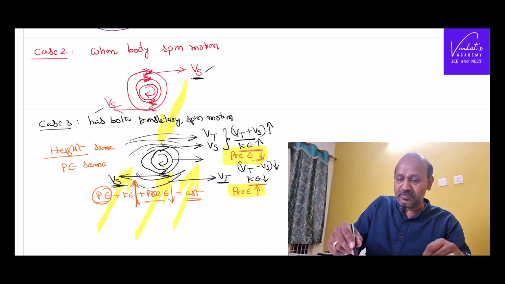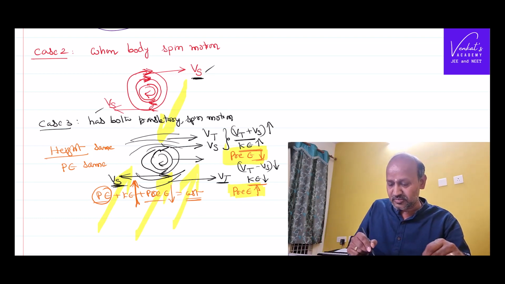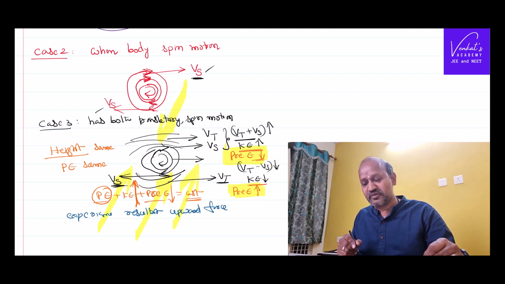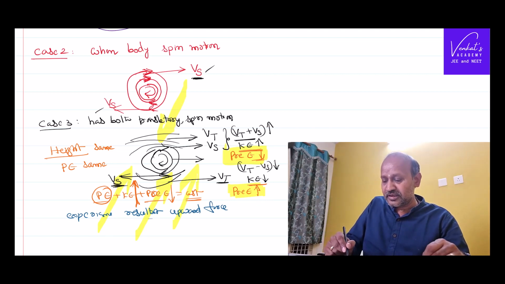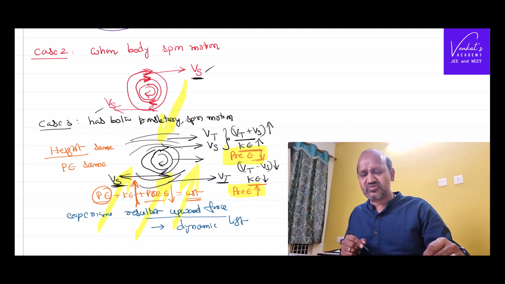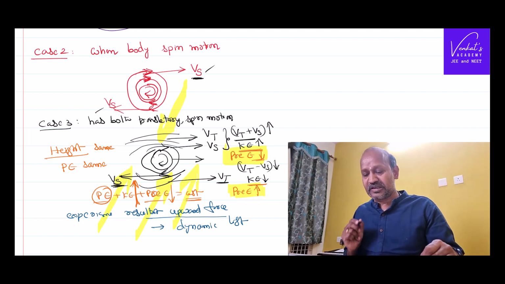Thus, the body experiences a resultant upward force. This is due to the relative motion of the fluid and body. This resultant upward force experienced by the body is called dynamic lift. This is what we mean by dynamic lift.